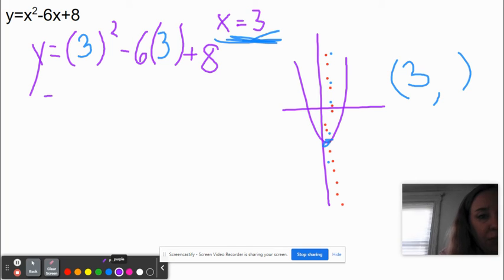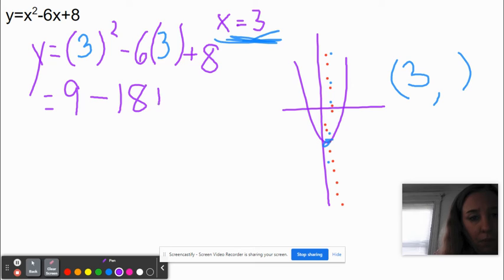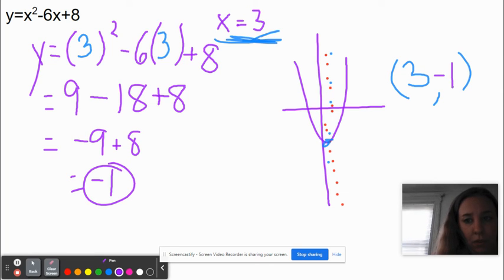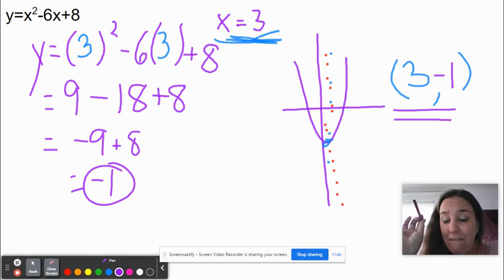So y is going to equal 3 squared is 9, minus 6 times 3 is 18, plus 8. You can use a calculator if you feel like it, but we've got 9 minus 18 is negative 9, plus 8, negative 1. So this is a bad visual representation, but 3, negative 1 is your vertex.